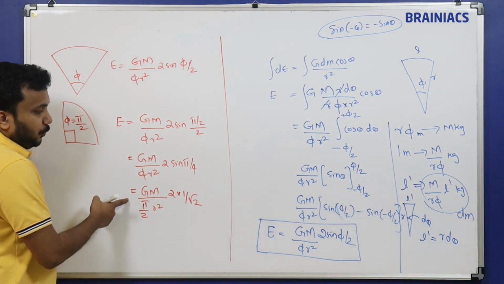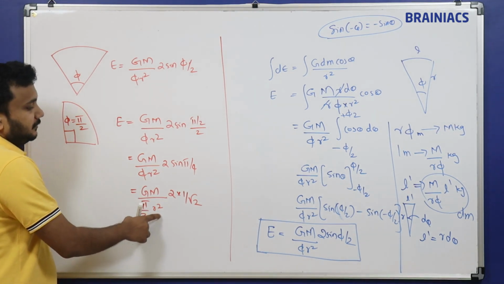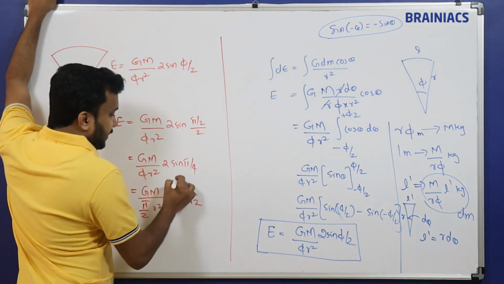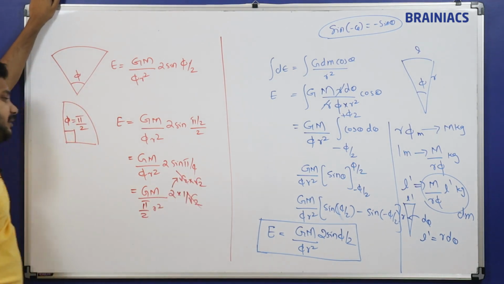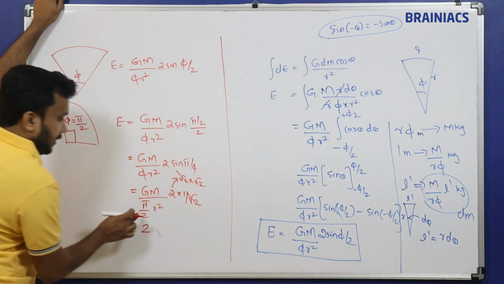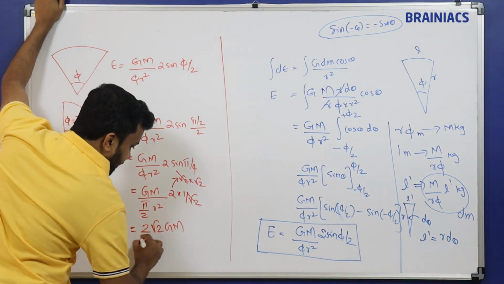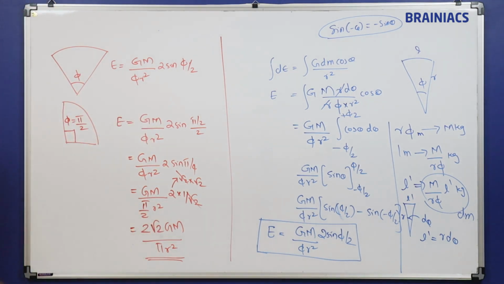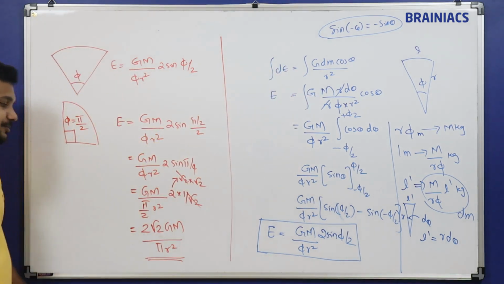So these two will go to the numerator. Here it is π by 2 into r square into 2 into sine 45. These two can be written as root 2 into root 2. So 1 root 2 and 1 root 2 will get cancelled. This 2 will go to the numerator, balance root 2. So 2 root 2 into GM divided by πr square. This is what we got for a quarter circle, right? Just before this session we derived the gravitational field intensity for a quarter circle.